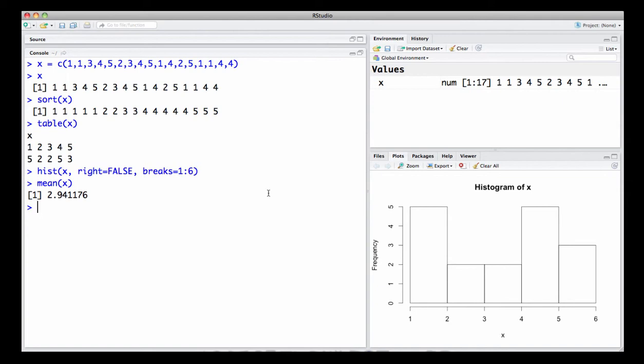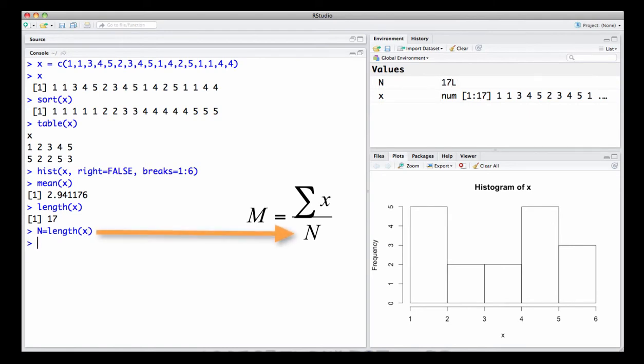all these values. If I wanted to use a notation that we use in class, remember that the mean is equal to the sum of all the values that we've collected divided by the total number of values. So the actual length of X is the number of values. So I have 17 total distinct observations right here. And I'm going to call that N, which is the notation we used in class.